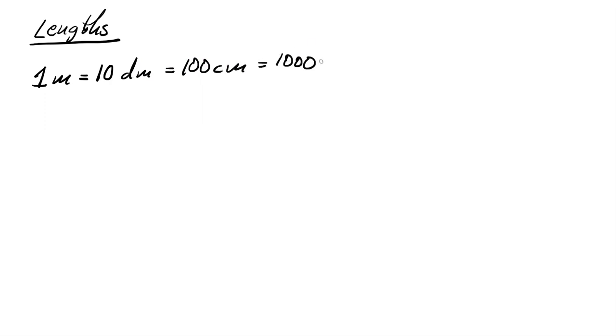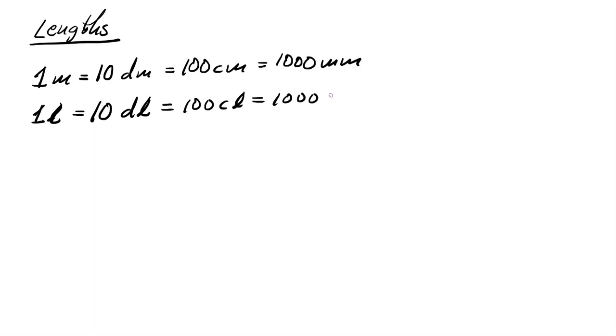And we'll look at that in the SI system, the metric system. So we have 1 meter that is 10 decimeters and 100 centimeters and 1000 millimeters, for example. We can also have, if you talk about not lengths but liters, a similar fashion here. 1 liter is 10 deciliters, 100 centiliters, and 1000 milliliters.